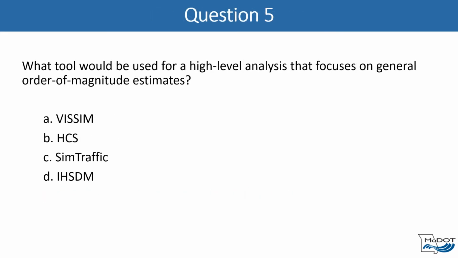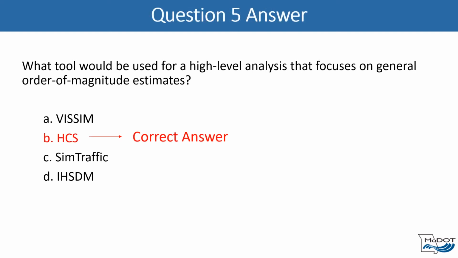What tool would be used for a high-level analysis that focuses on general order of magnitude estimates? Is it A, VISSIM, B, HCS, C, SimTraffic, or D, IHSDM? The correct answer is B, HCS.